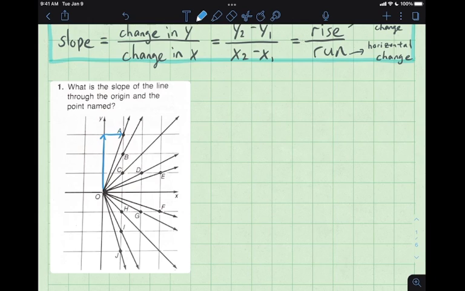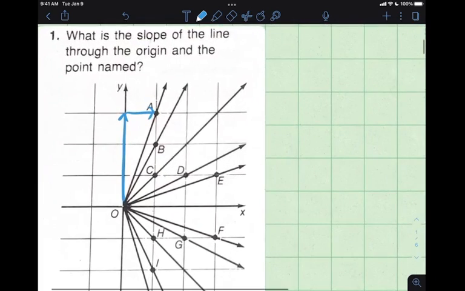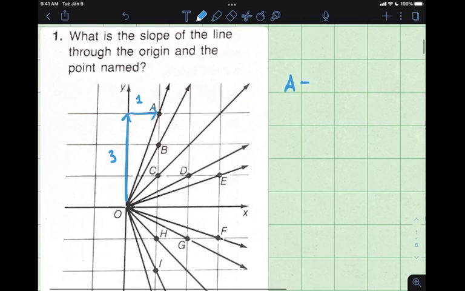So from 0 up to the point A, this line, zoom in a bit, we went up 3, and then we went right 1. So for A, that point, the slope would be equal to 3 over 1, otherwise known as 3. Remember, it's the change in y divided by the change in x. The answer here is not 1/3.